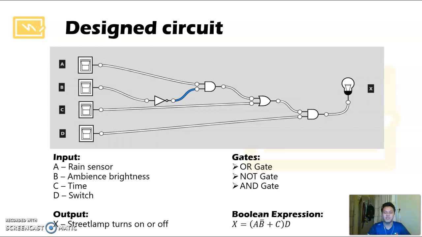Next, let's take a look at the truth table. This is the truth table. As there are 4 different inputs, there will be 16 combinations of inputs and outputs. One thing to take note of from the truth table is that when the main switch input, which is D, is 0 or switched off, the output will always be 0. And when it's turned on, then we look at the other inputs to see whether the street lamp will be turned on or off.